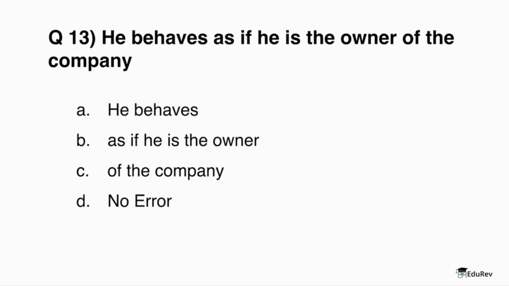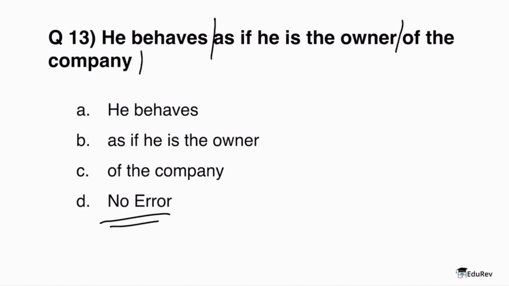Now let's look at question number 13. He behaves as if he is the owner of the company. Okay, so again, let's divide it. First, he behaves as if he is the owner of the company. Third, no error is fourth.